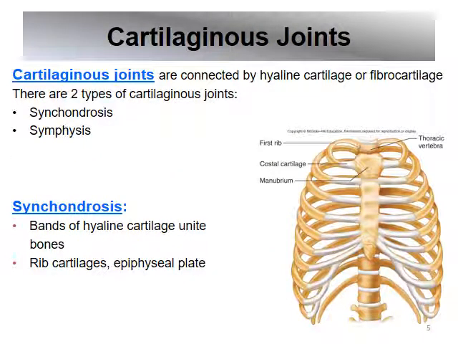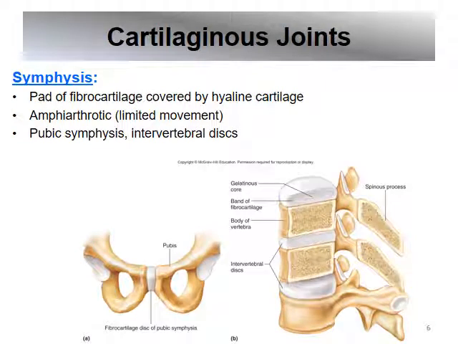Next, cartilaginous joints. They're made up of, obviously, cartilage. It can be hyaline or fiber cartilage. Know that these are the two types of cartilaginous joints. Synchondroses, these are the rib cartilages and the epiphyseal plate, and here they're just made up of hyaline cartilage. Next is symphysis. Also made up of cartilage, it's just that they also have fiber cartilage, so that's what is different from the synchondroses. A little bit of movement here. Know that the pubic symphysis and intervertebral discs are both types of symphysis joints.